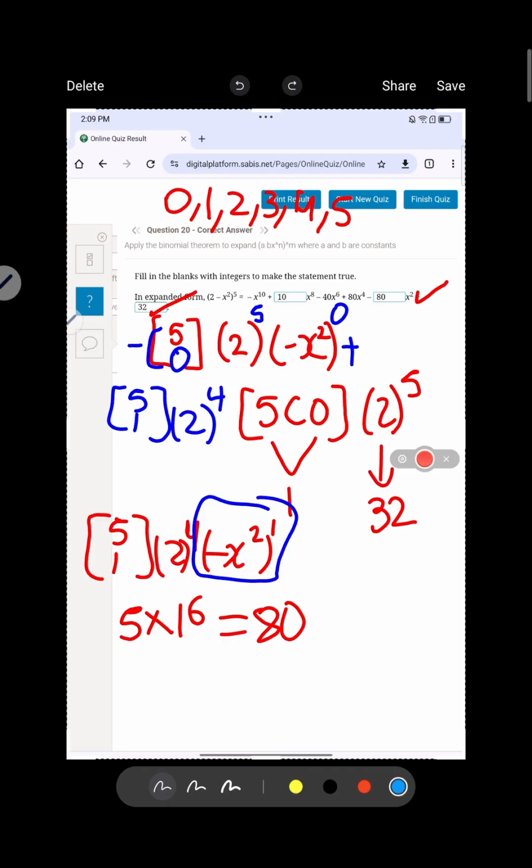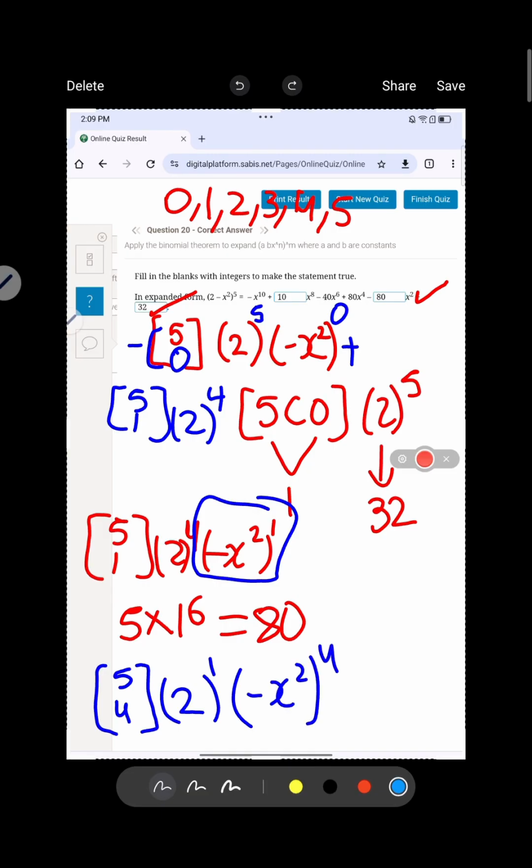5 combination 5, 5 combination 4, 2 to the power of 1, then negative x squared to the power of 4. So 5 combination 4 is 5. Then 5 times 2 is 10.